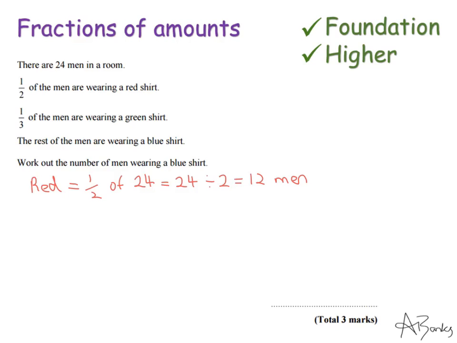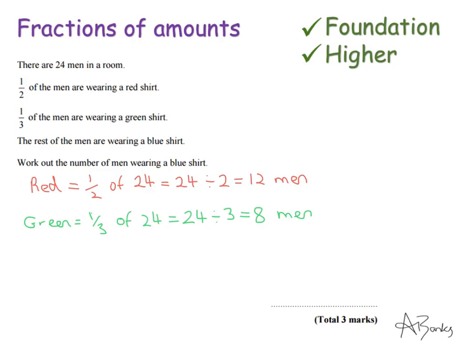Now the next information they give me is that a third of the men are wearing a green shirt. So green is a third of 24. So to find a third of 24, I'm going to divide it by 3. This means there are 8 men wearing a green shirt.